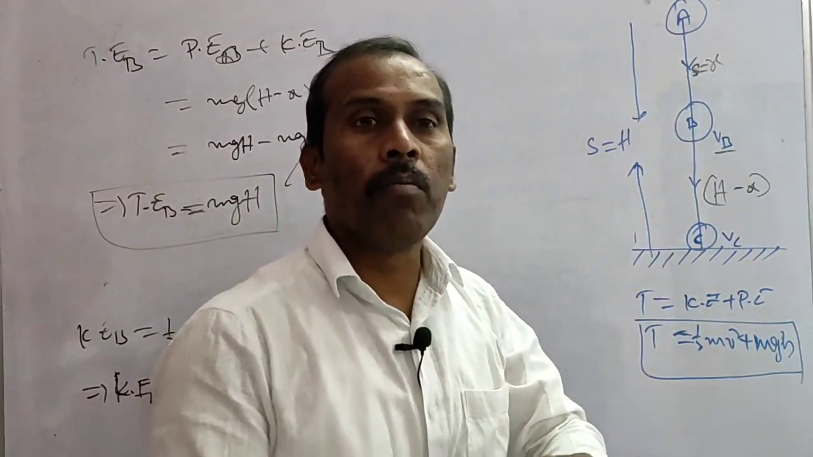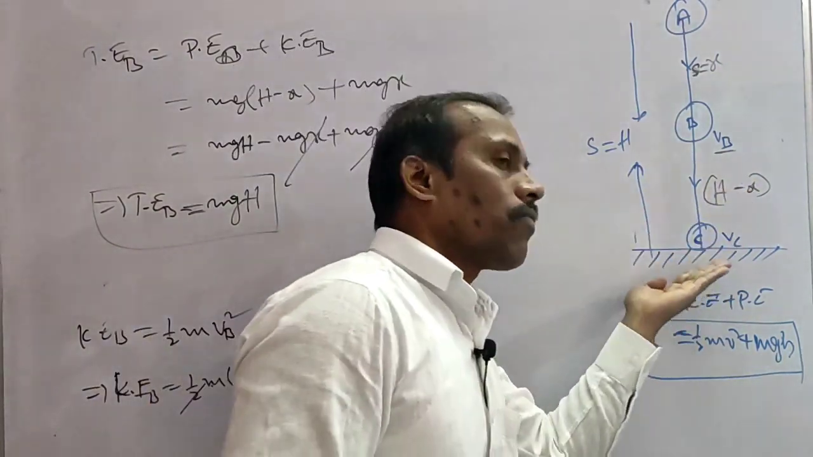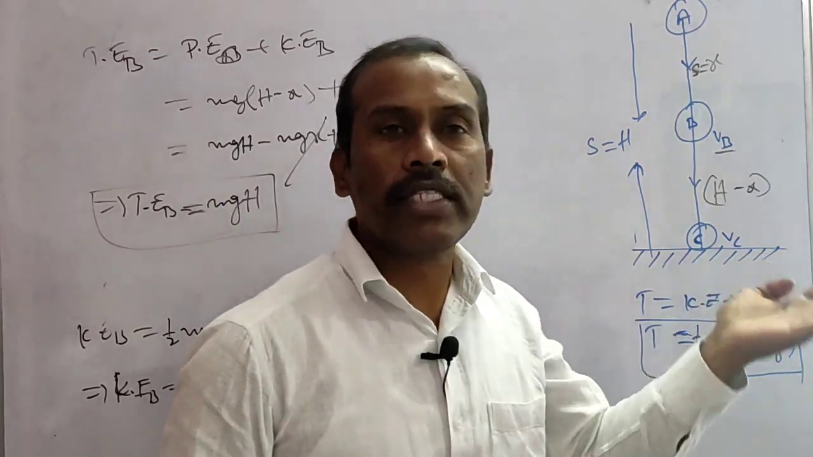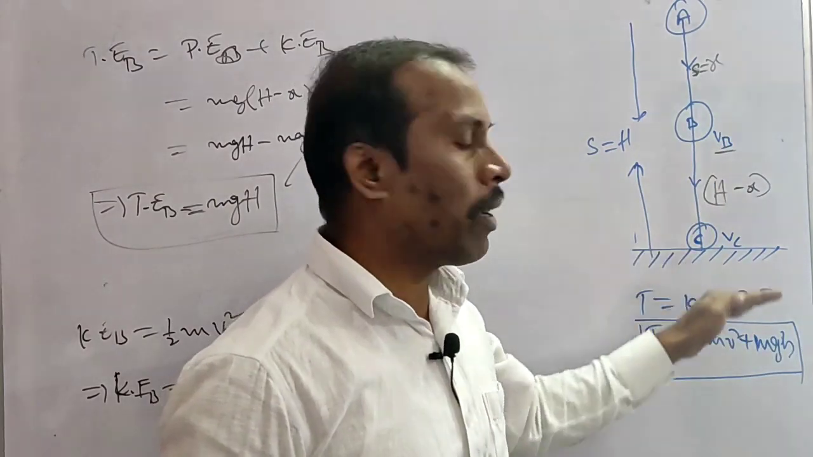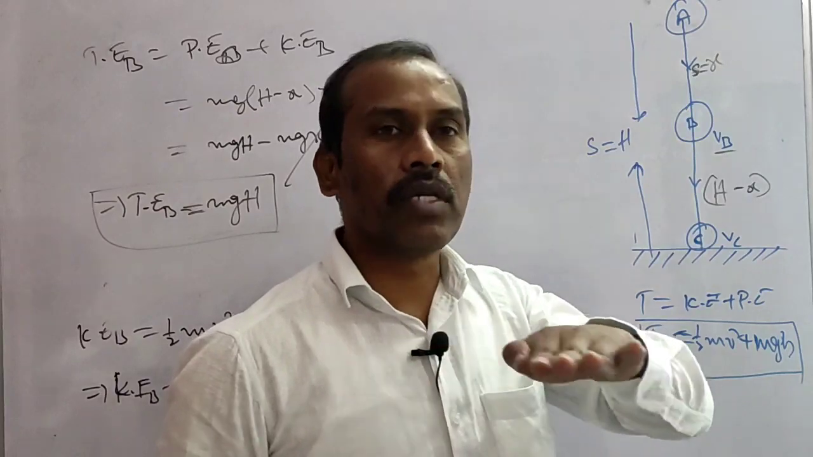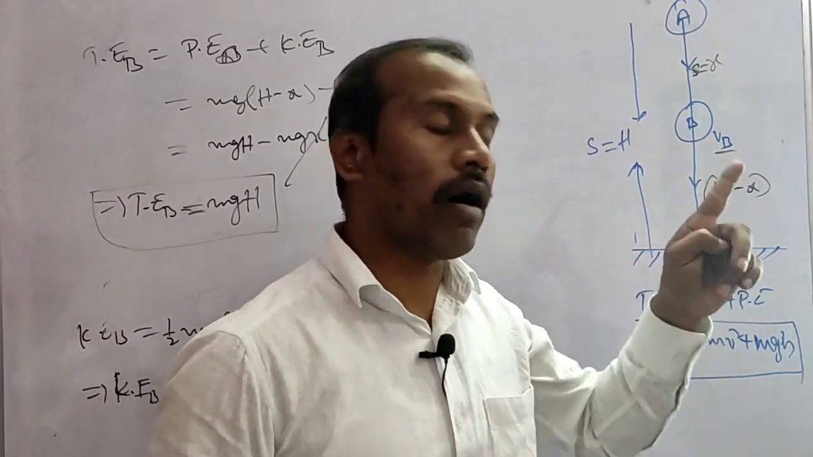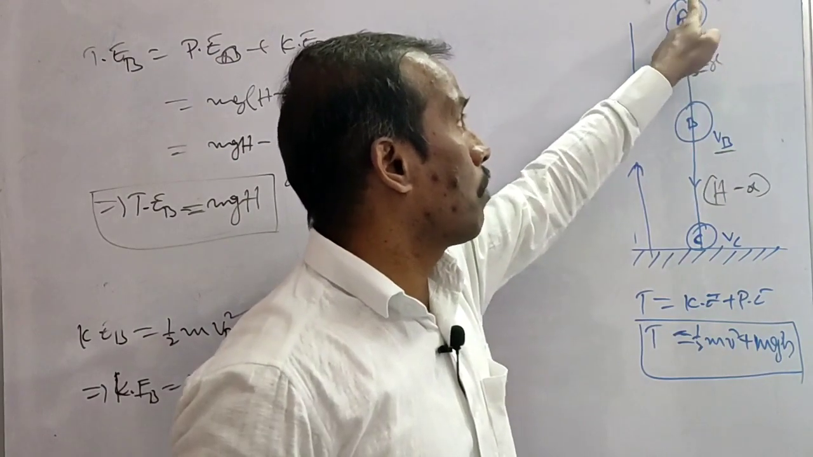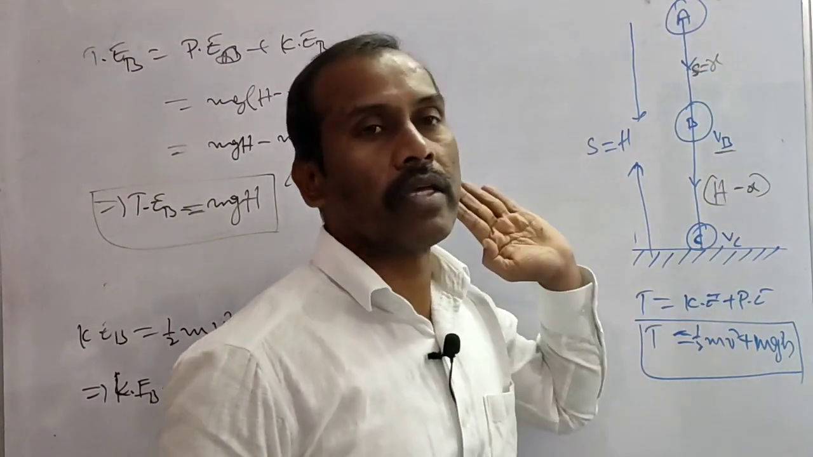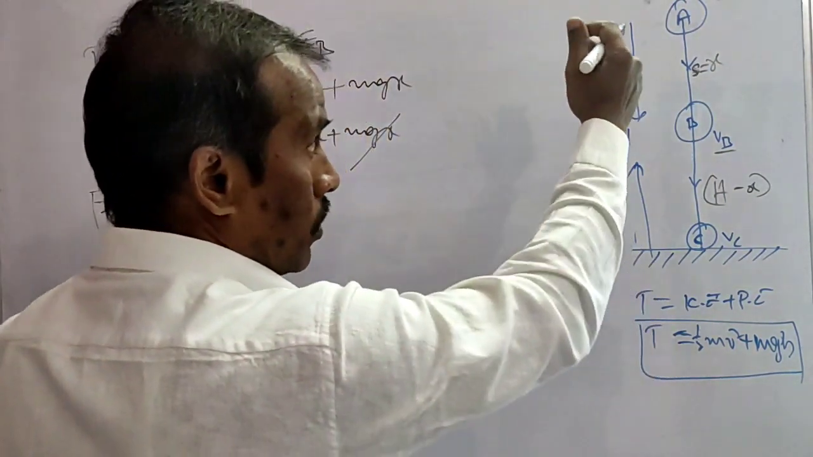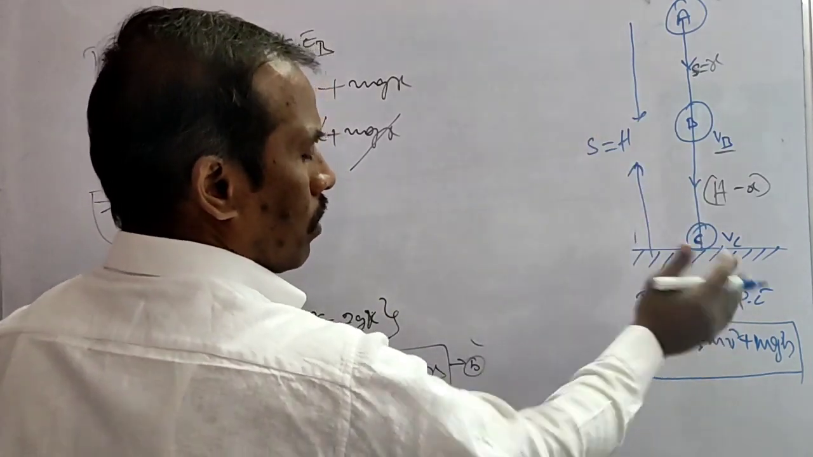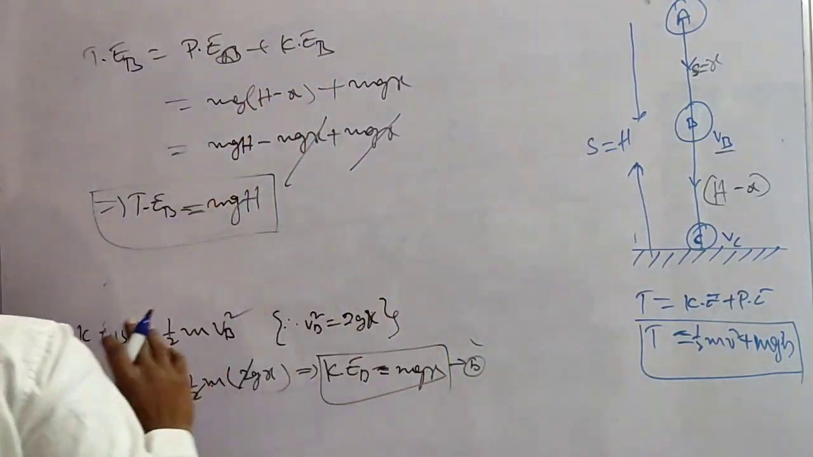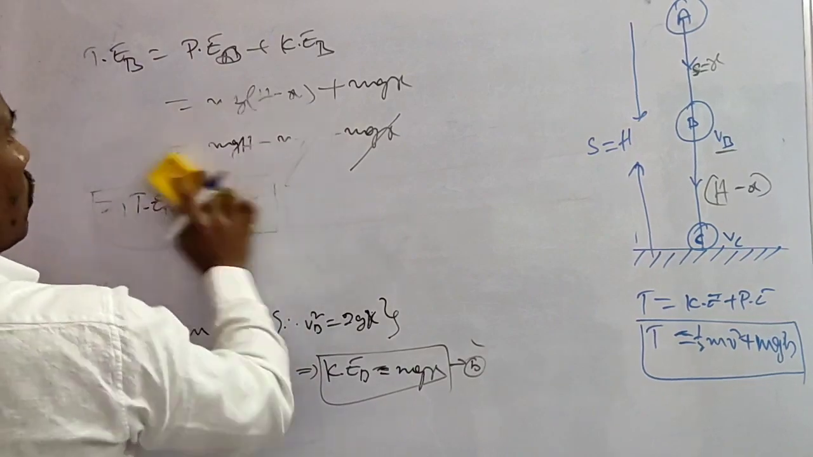The height of the block on the surface is h equal to 0. The potential energy of the block on the surface is 0. So the potential energy is converting into kinetic energy, the total potential energy converting into total kinetic energy. Okay, note this one first of all.